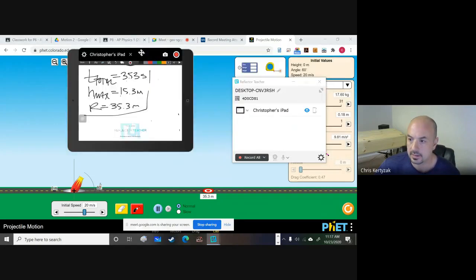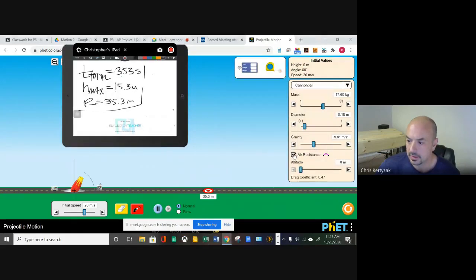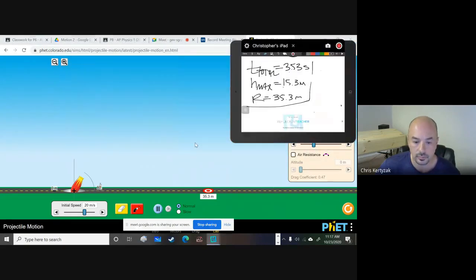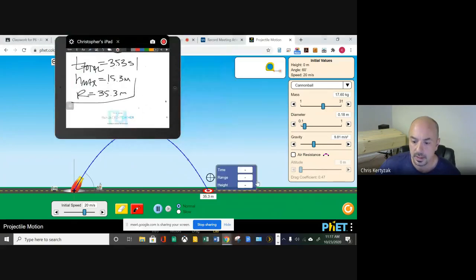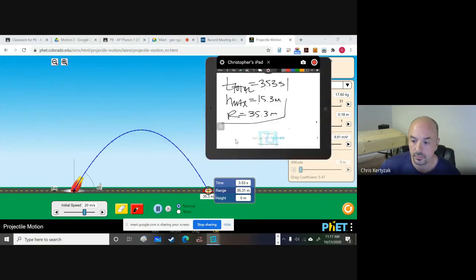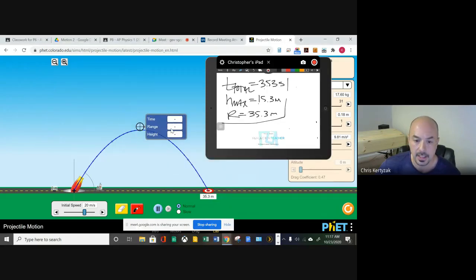And just make sure that the air resistance is turned off, which it is. Air resistance is off. So we launch. Okay, and then if we were to check with our little meter here, it shows the time to get to this point is 3.53 seconds. The range is the distance horizontally, 35.31. We have 35.3. And then the maximum height, 15.29. 15.3. So it all checks out.